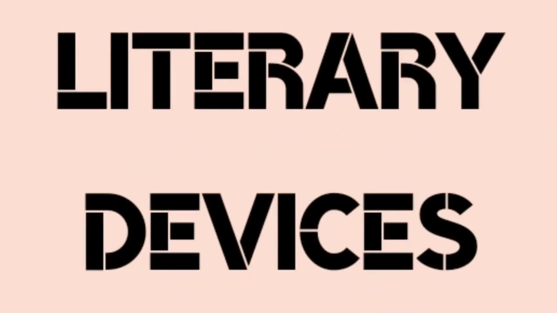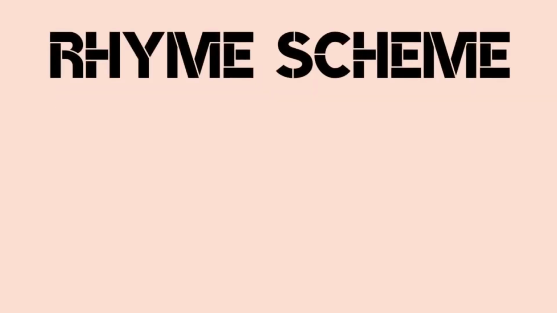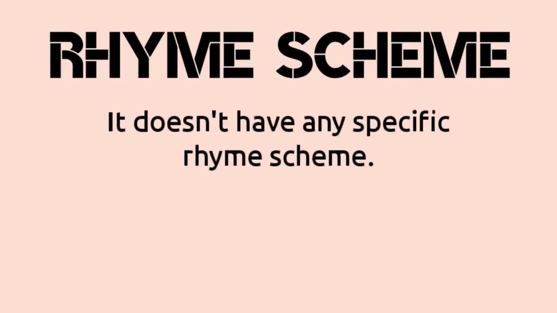Now let me talk about the literary devices that the poet has used. The first literary device that I usually talk about is rhyme scheme. This poem follows no rhyme scheme in particular, so it is written in free verse.